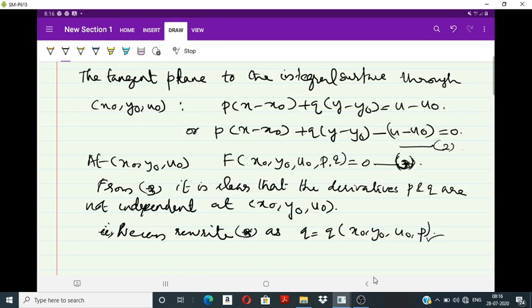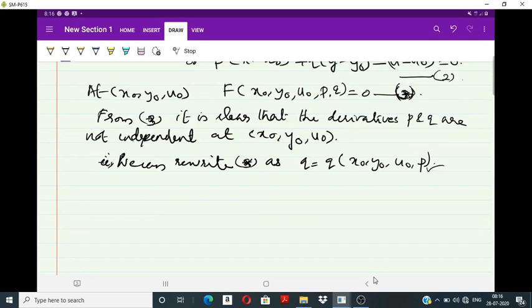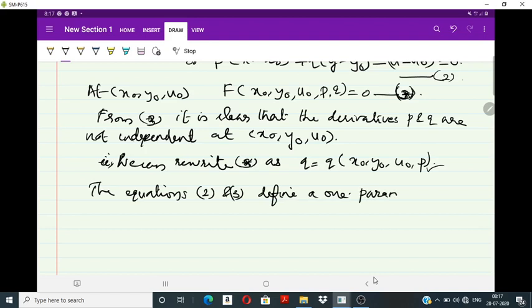Then substituting that value of q in equation number 2. Look at equation number 2. Actually there are two parameters p and q. But now using equation number 3 we can rewrite q as a function of p. So equation 2 will become a one parameter family of tangent planes. So we can say that equations 2 and 3 constitute a one parameter family. Now only one parameter appears in it.